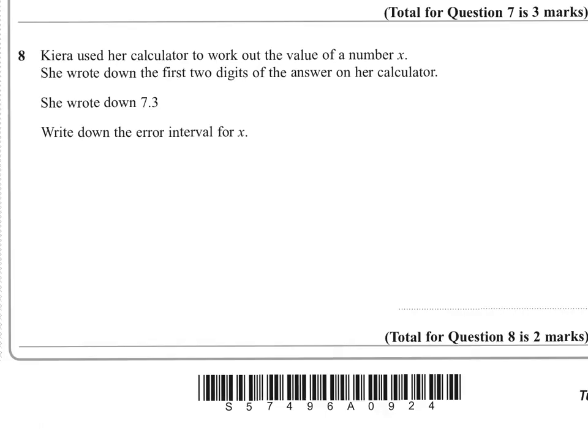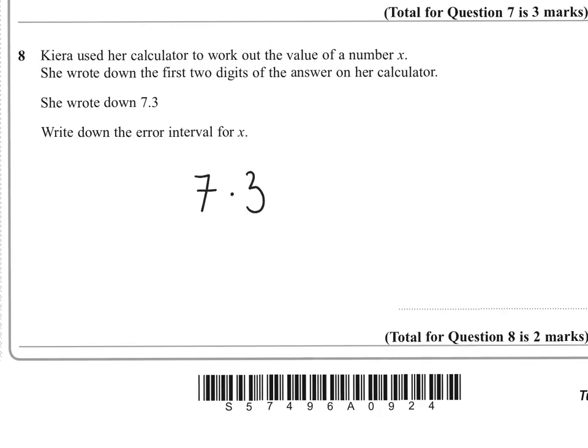Question 8. Kira used her calculator to work out the value of a number x. She wrote down the first 2 digits of the answer on her calculator. She wrote down 7.3. Well, what's the error interval?